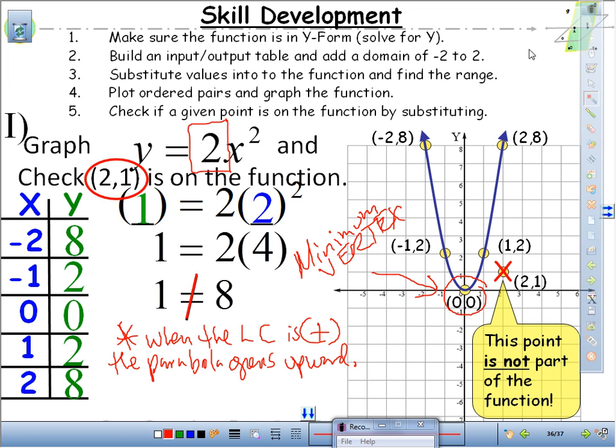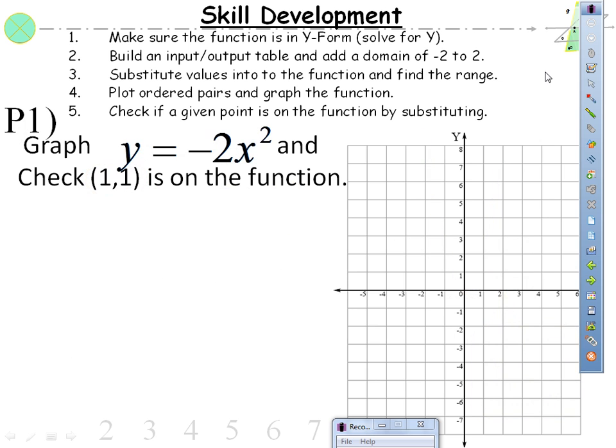All right. Copy this one down. Now you can turn your paper over in the back. You have more graph paper. Example 2. Example 2, you're going to write graph y equals -2x squared and check if 1, 1 is on the function. See if you can do this one completely, all the way through. Go.